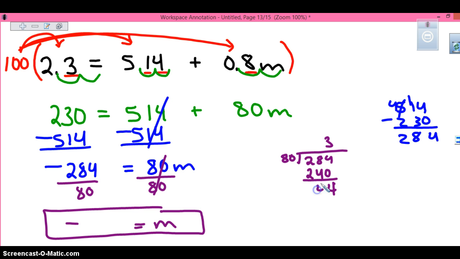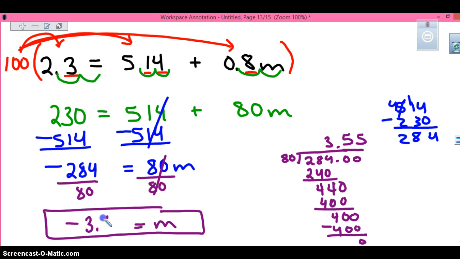8 minus 4 is 4. Add a decimal and a 0. 80 goes into 440 5 times. 5 times 80 is 400. Add another 0. 80 goes into 400 5 times. So that means that m is equal to negative 3.55.